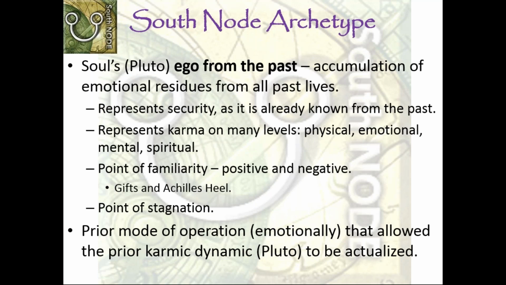It will also sometimes be called the point of stagnation. EA says that it is the prior mode of operation on an emotional level that allowed the prior karmic dynamic of natal Pluto to be actualized.